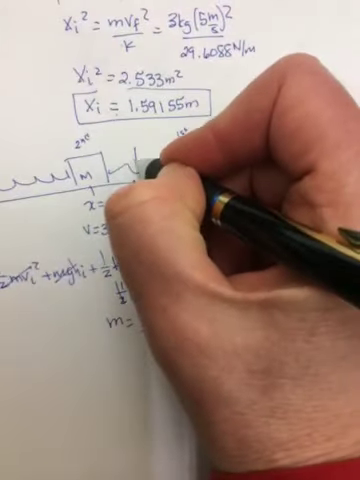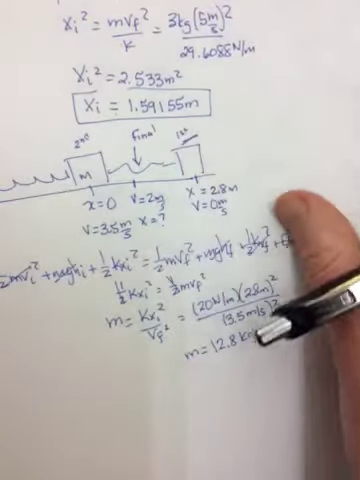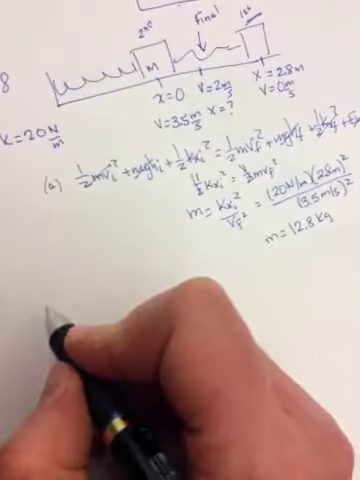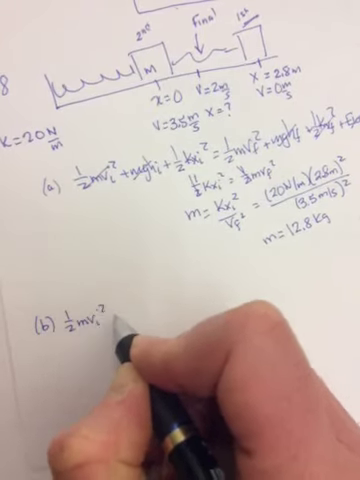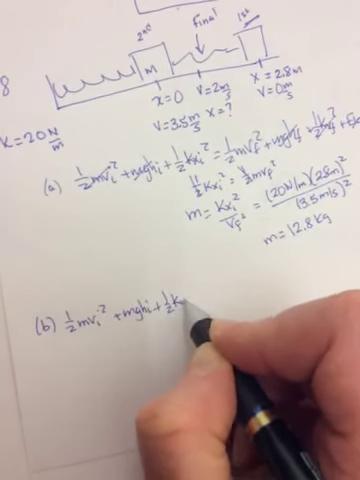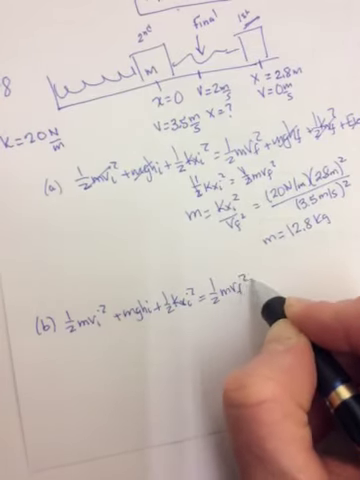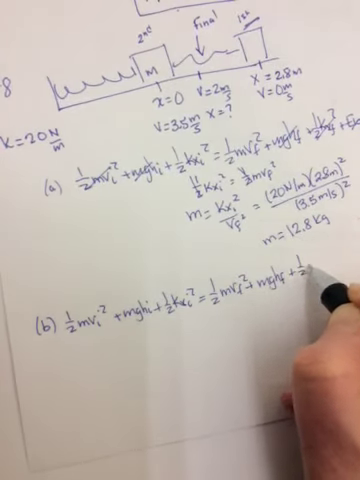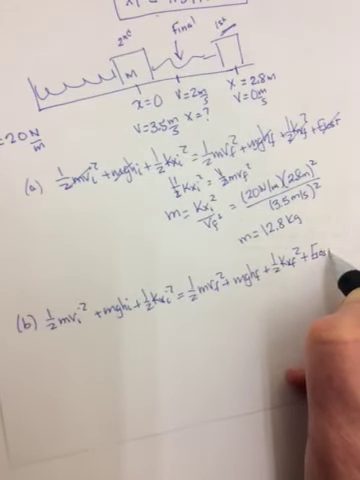Okay, so this is going to be my new final spot. And I'm going to keep this as my initial, simply because I want to. Okay, so you're going to write out the whole energy equation again. 1/2 mv initial squared, mg h initial, 1/2 kx initial squared is equal to 1/2 mv final squared plus mg h final plus 1/2 kx final squared plus E lost.